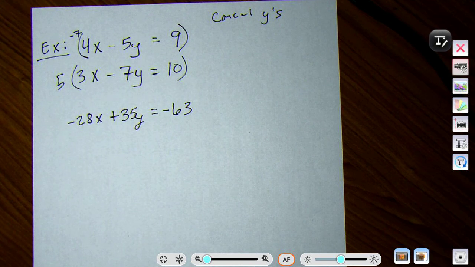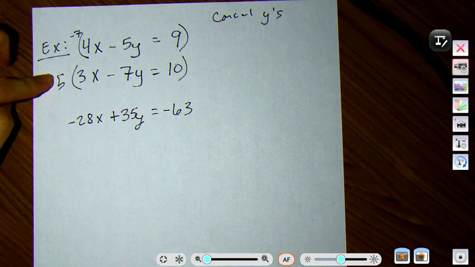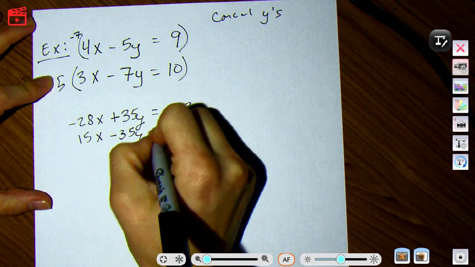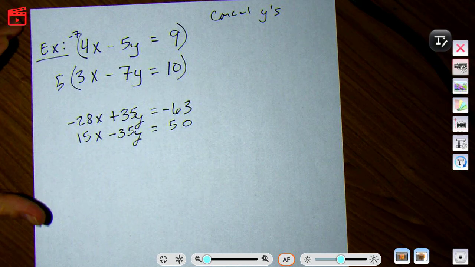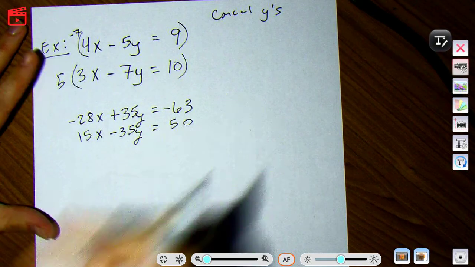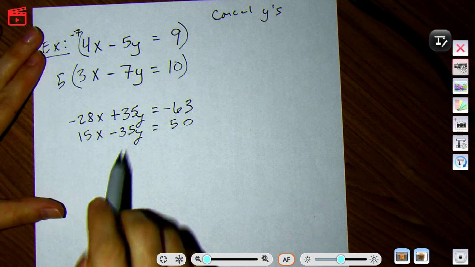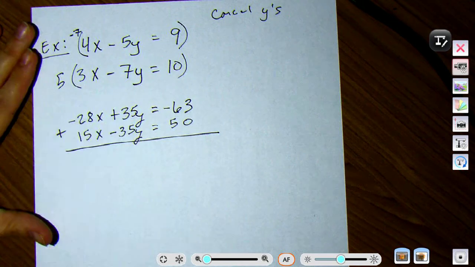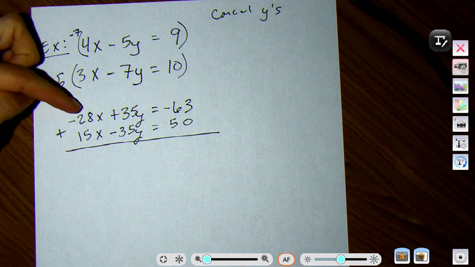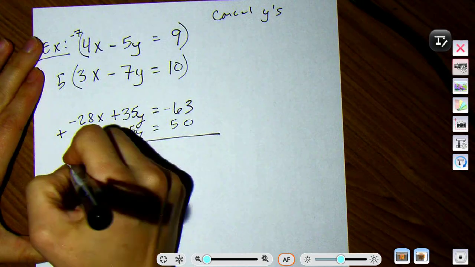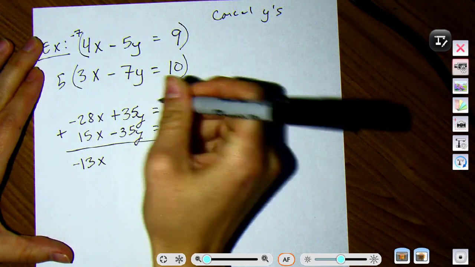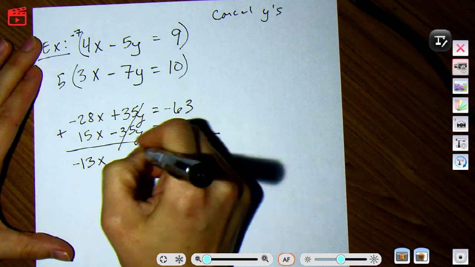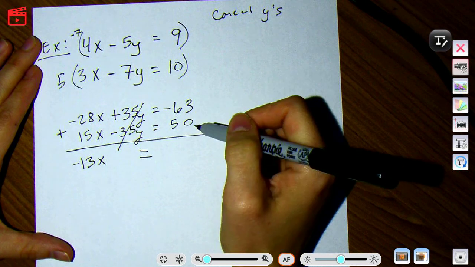And distributing 5 to all of the terms in the second equation, I get 15x minus 35y is equal to 50. Now we can see if I add these two equations together, my y's are going to cancel because I have the same coefficient, but one is positive and the other is negative. So I'll go ahead and add the equations together. Negative 28x plus 15x gives me negative 13x. 35y plus negative 35y cancels. Bring down my equal sign, and negative 63 plus 50 gives me negative 13.